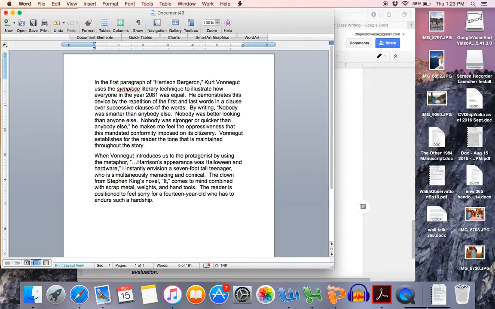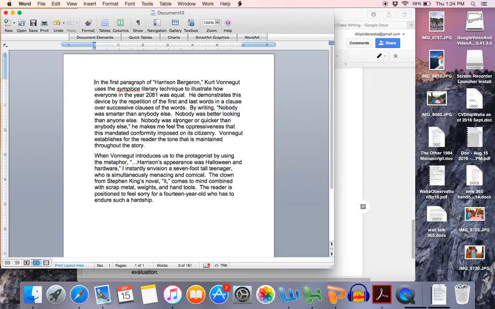In the first paragraph of Harrison Bergeron, Kurt Vonnegut uses the simplicity literary technique to illustrate how everyone in the year 2081 was equal. He demonstrates this device by the repetition of the first and last words in a clause over successive clauses of the words. By writing, nobody was smarter than anybody else, nobody was better looking than anybody else, nobody was stronger, quicker than anybody else, he makes me feel the oppressiveness that this mandated conformity imposed on its citizenry. Vonnegut establishes for the reader the tone that is maintained throughout this story.